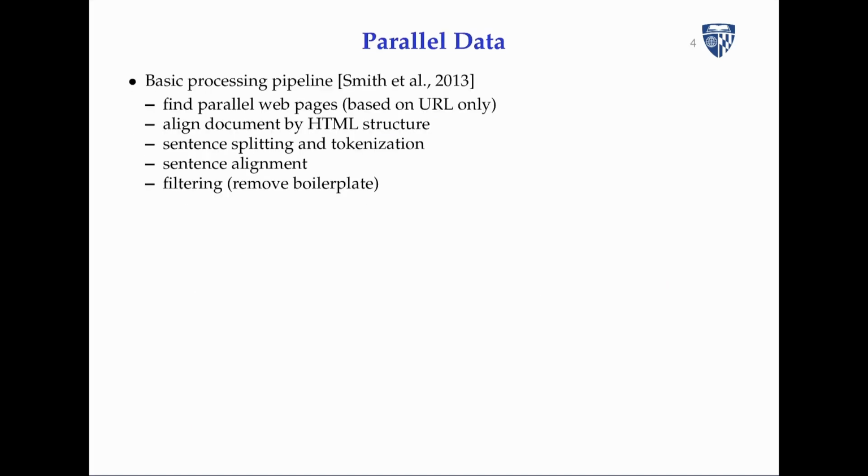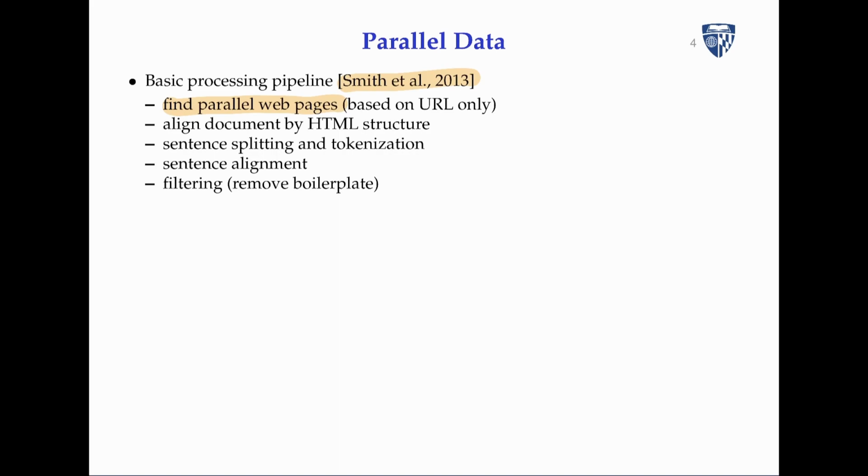So why don't we just use this resource to also extract parallel text? So here's an early effort where we did this. So it's a fairly basic processing pipeline. So first step is to find parallel web pages. So there's all these web pages, they're all crawled, but which ones are actually translations of each other?